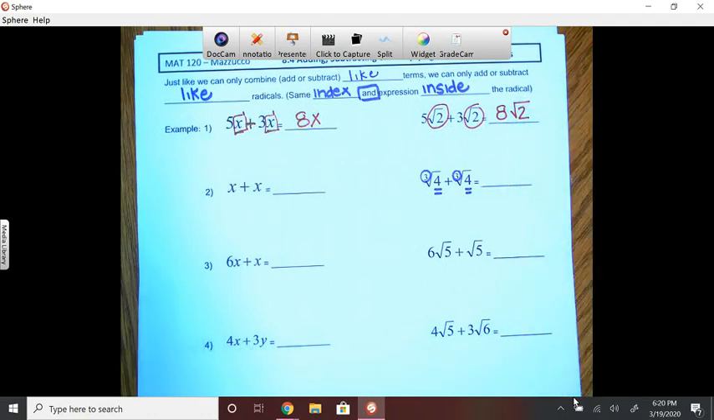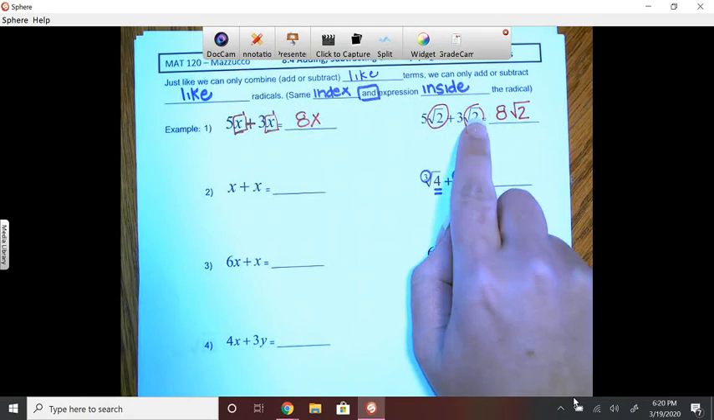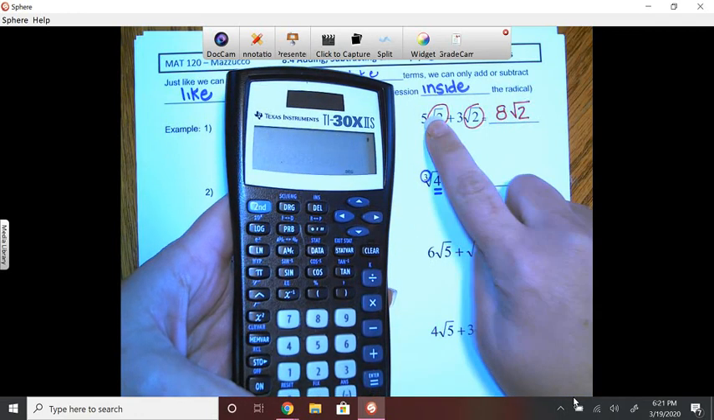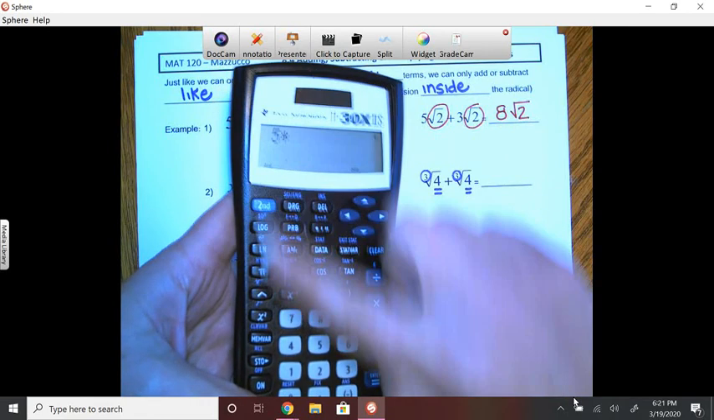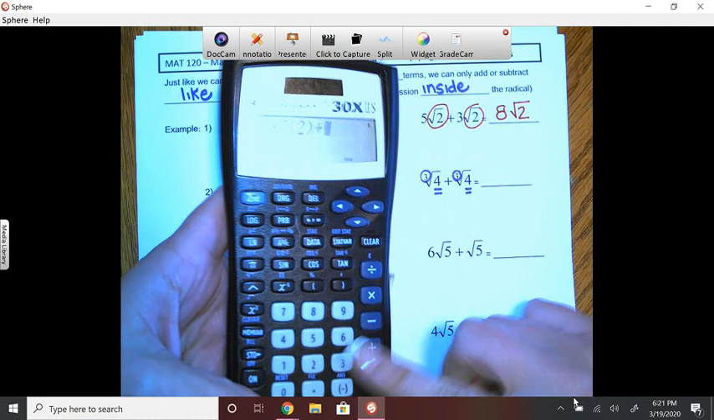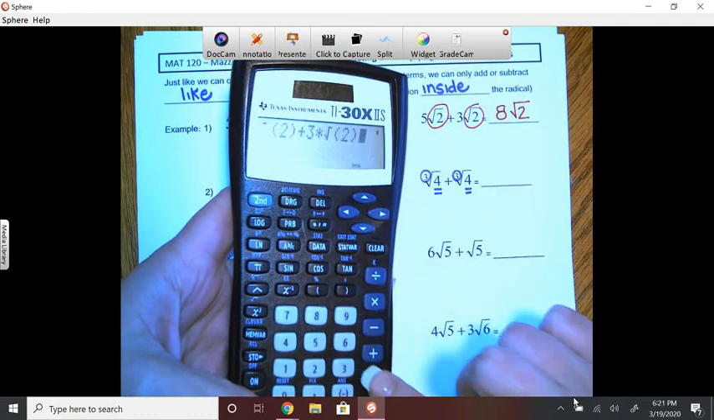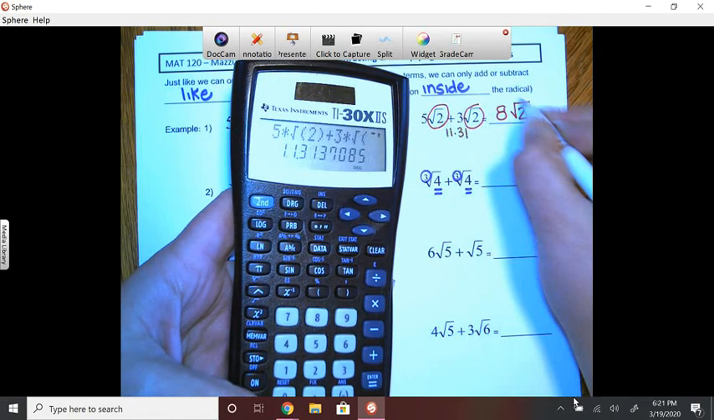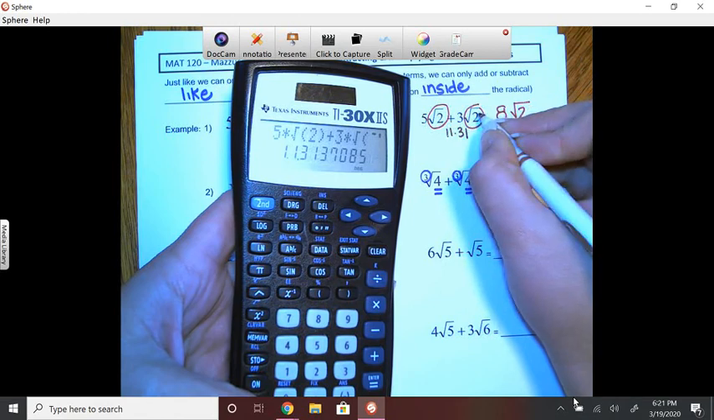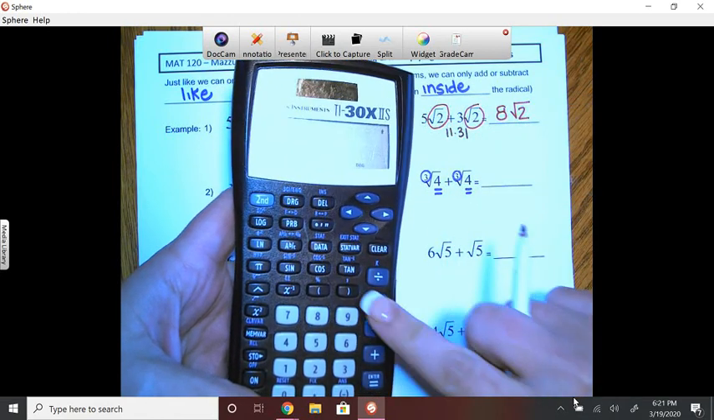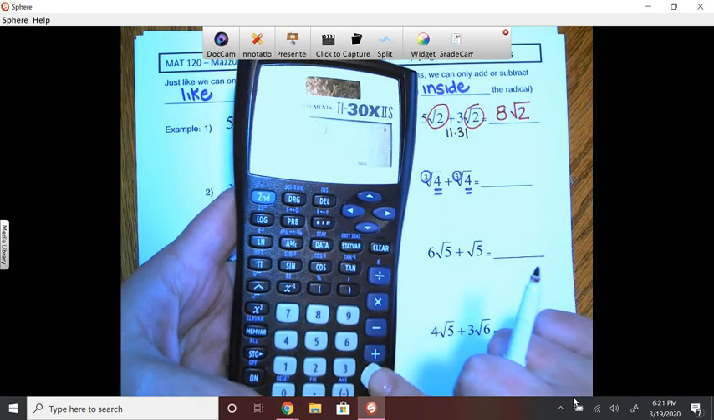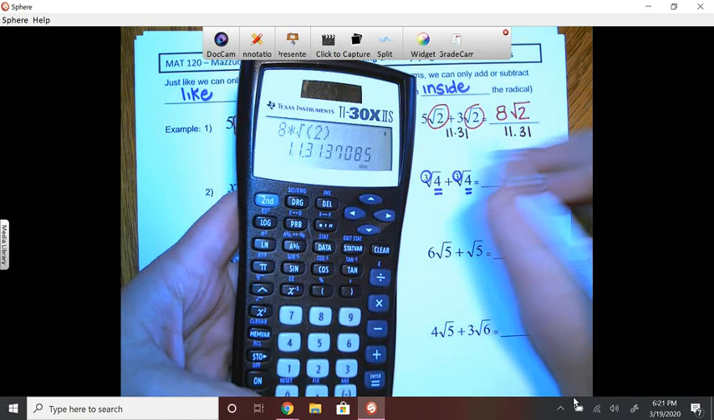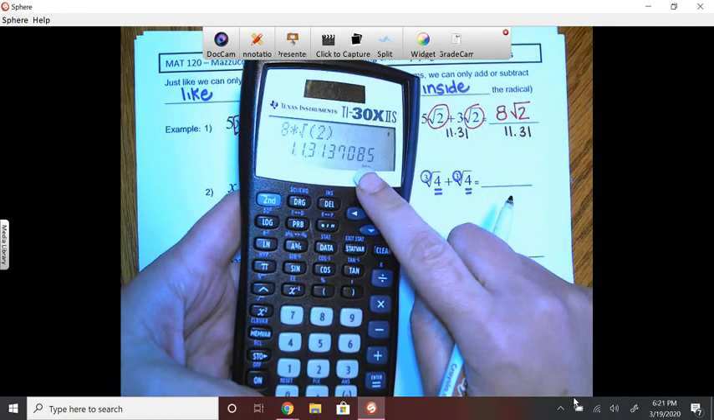If ever you're taking a test or working on homework and you don't remember if you're supposed to add these, the easy way to know is to check with your calculator. If we enter 5 times radical 2 plus 3 times radical 2, it will give us a decimal, which is 11.31. If we did this correctly by not adding these, then 8 times square root of 2 should have the same decimal. So if you feel like you're going to accidentally do 2 plus 2 is 4, use your calculator to check.